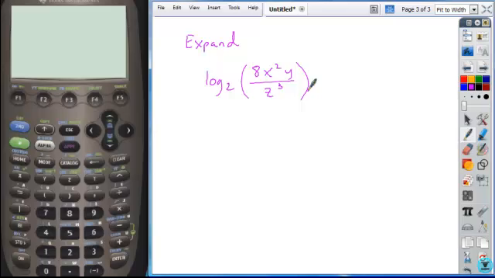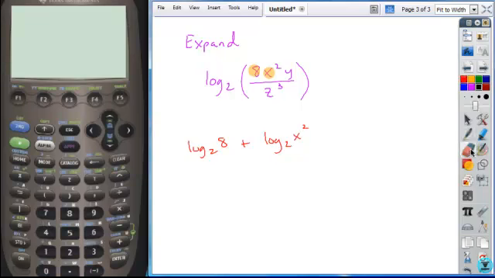All right, so let's say you want to expand this log. And when you expand, every individual factor becomes its own log. So the first thing to do is to separate each factor. If we take our first factor, this number 8, we can take the log base 2 of 8. Our next factor, x, becomes its own log. Since x is in the numerator, it's positive: log base 2 of x squared.